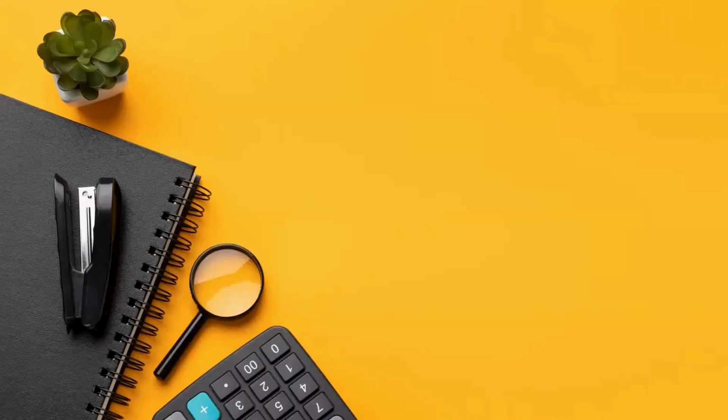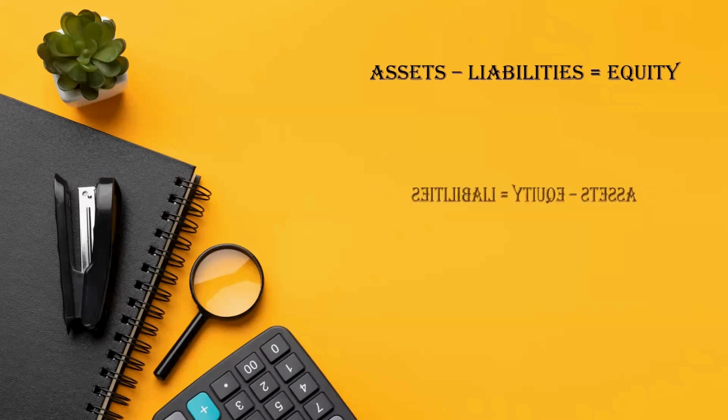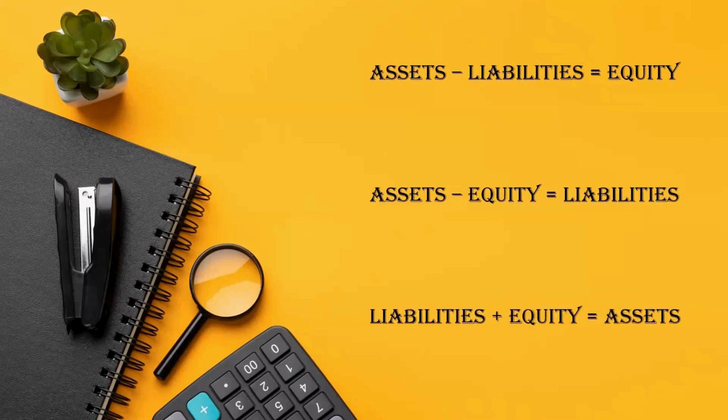From this accounting equation, we will have some other formats also. Likewise, assets minus liabilities is equal to equity. Assets minus equity is equal to liabilities. Liabilities plus equity is equal to assets. We can rearrange or reformat the principle in these three formats.